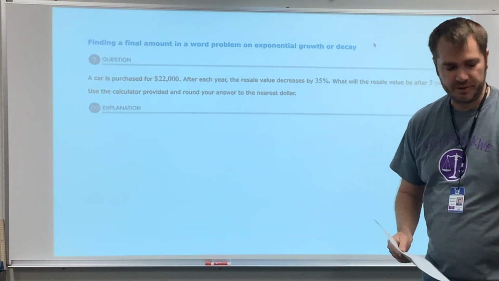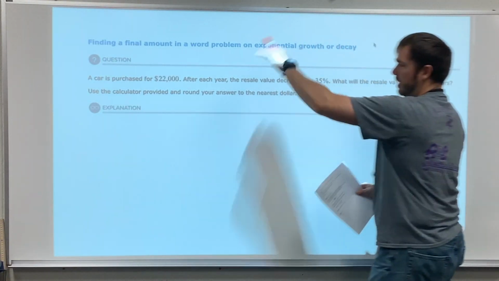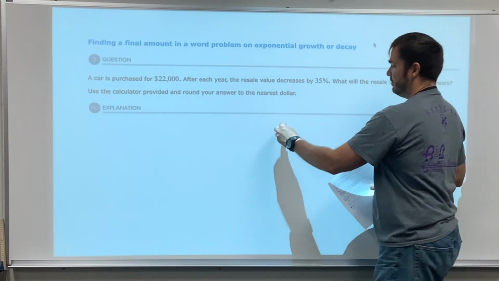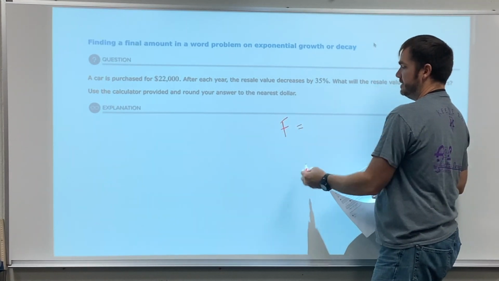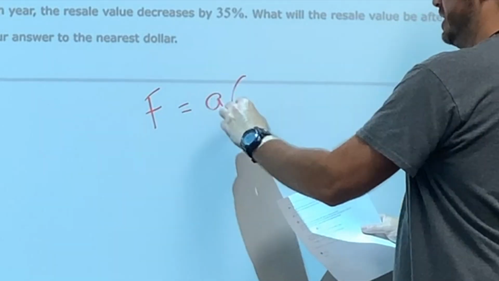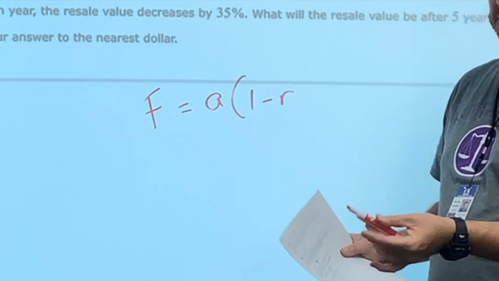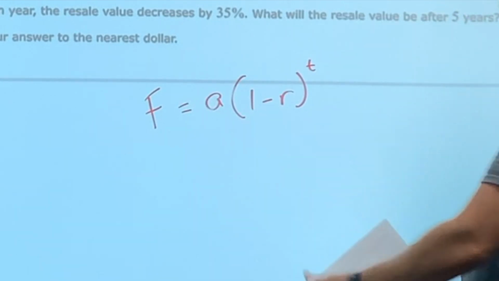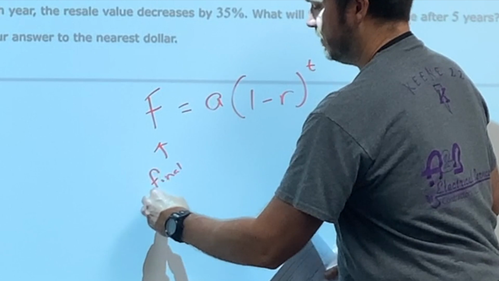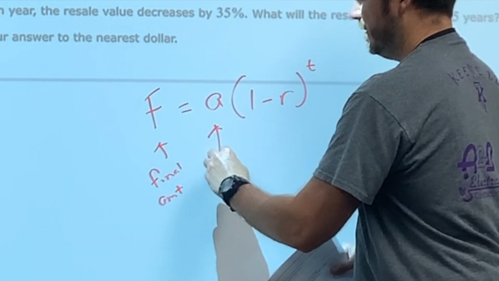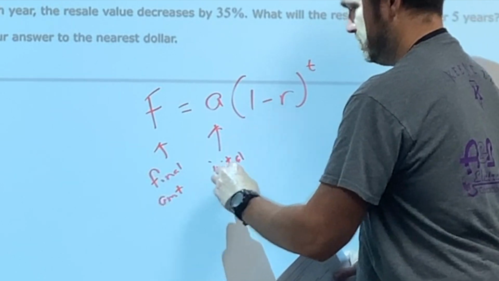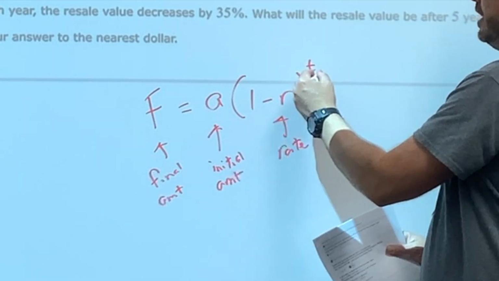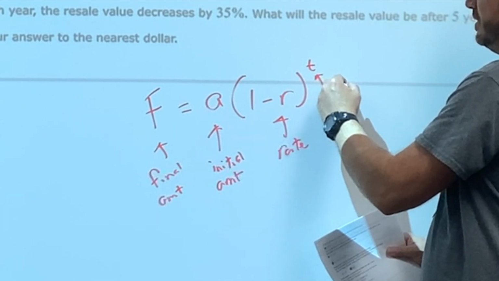There is one basic formula that you need to know for all of these problems that deal with an exponential growth or decay, and when we're looking for that final amount. That formula is the final amount is equal to the initial amount times 1 minus the rate, the percentage that changes every year, raised to the power of the number of years. All right? So I put F for final amount, A for initial amount, R for the rate, that's the annual rate of increase or decrease, and then T for the number of years.